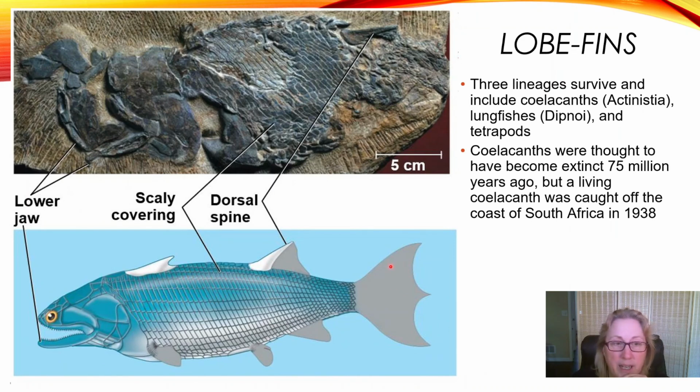So here we have a coelacanth, and this is a fossil coelacanth. Coelacanths have an interesting story because they were thought to have gone extinct with the dinosaurs. The most recent fossils that we have of coelacanths are 75 million years old. So it was thought that there weren't any more living coelacanths, and they were one lobe-finned fish that was extinct. But it turned out that they're still around.